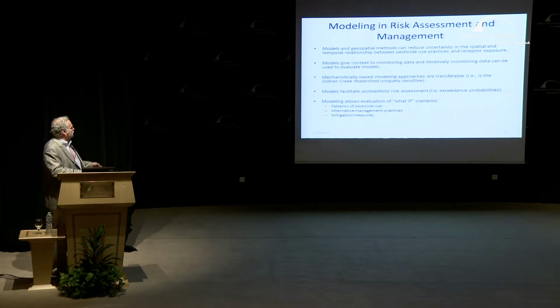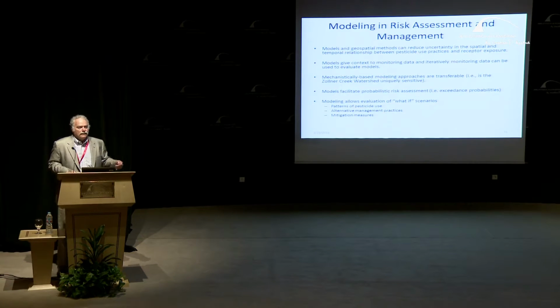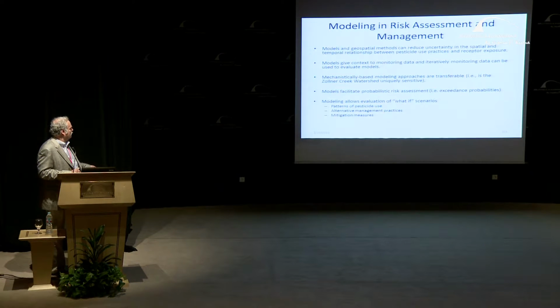And so what does this tell us? Models and geospatial methods can reduce uncertainty in the spatial and temporal relationship between pesticide use practices and receptor exposures. Models give context to monitoring data, and iteratively, monitoring data can be used to evaluate models. Mechanistically based modeling approaches are transferable. So we've done this work in this small watershed in Oregon, and based on our understanding through these modeling efforts, we think we can extrapolate that to the hundreds of other watersheds this size in the Willamette Valley.